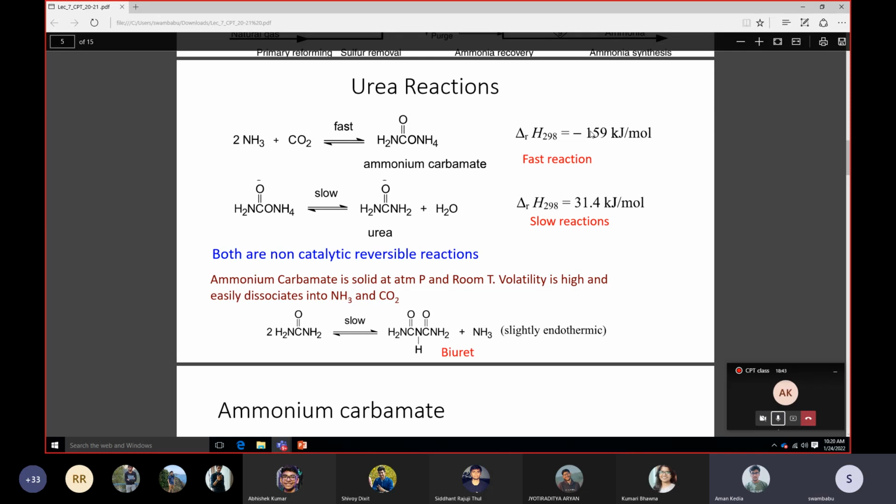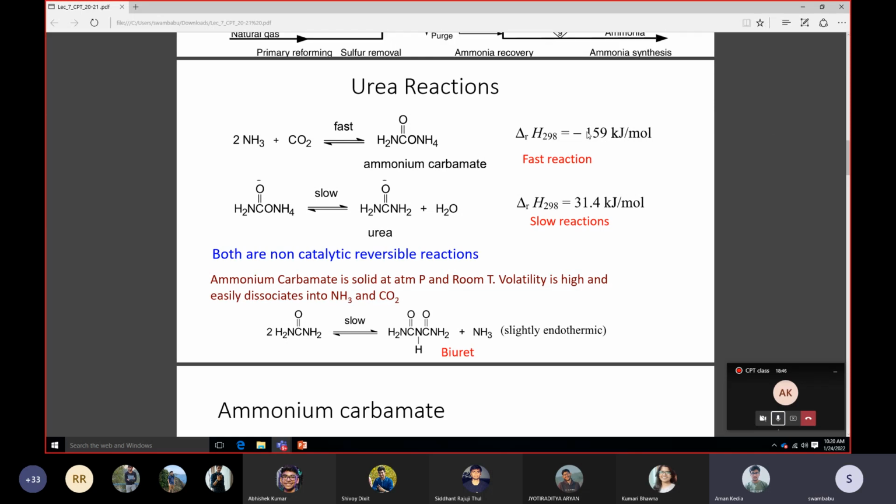Now we can see the heat produced in the first reaction is 159. Heat required in the second reaction is 31.4. So overall it is an exothermic reaction because the first one is dominating over the second one. Whatever heat is required for the second reaction, some amount can be utilized from the heat produced in the first reaction. Still, some amount of heat has to be removed. Both are non-catalytic and reversible reactions.